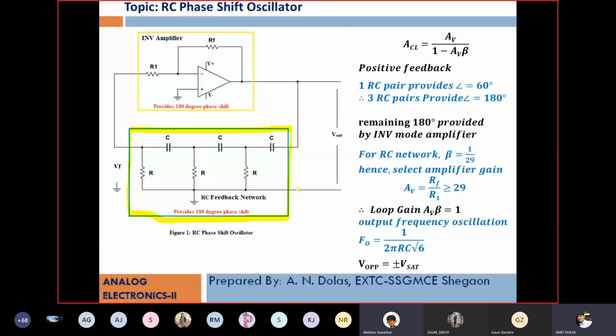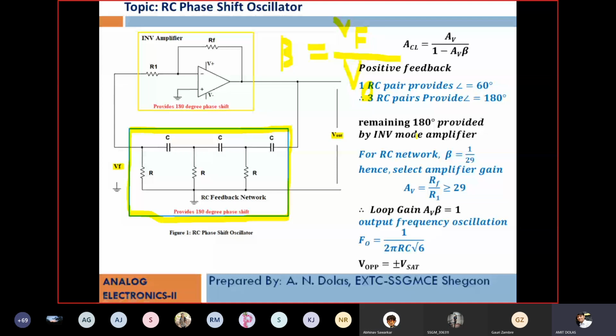So what is the output of the feedback network? VF, right? And what is the input to the feedback network? The input to the feedback network is the output of the amplifier, V out. So I'll write here, beta will be equal to the output of the feedback network, which is VF, divided by V out. I will write it short as V0. This will be beta.